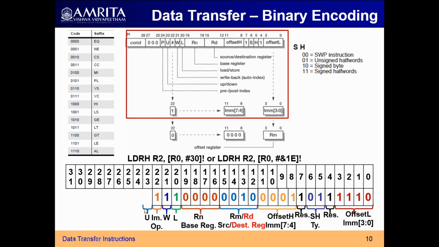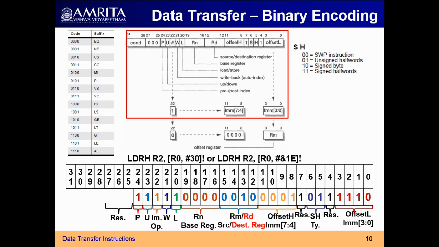Then bit number 23 is used for representing whether you are adding the offset or you are subtracting the offset. Here, since I am adding the offset, the U bit should be 1. Next, bit number 24 is used for whether you are using pre-indexed or post-indexed addressing mode. Here, since I am using pre-indexed addressing mode, this bit should be 1.